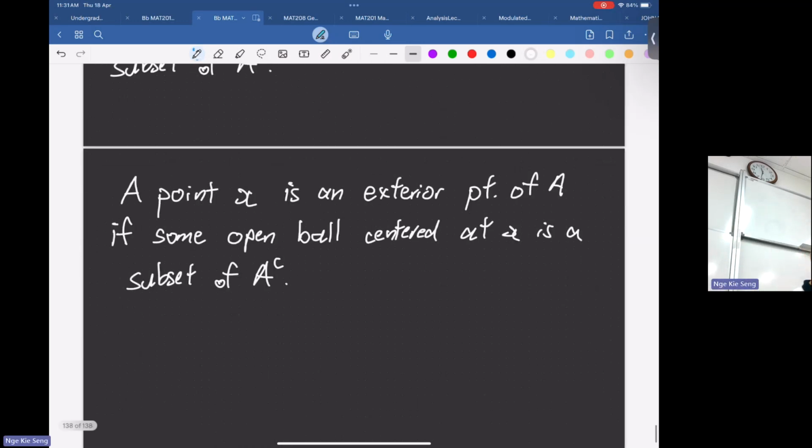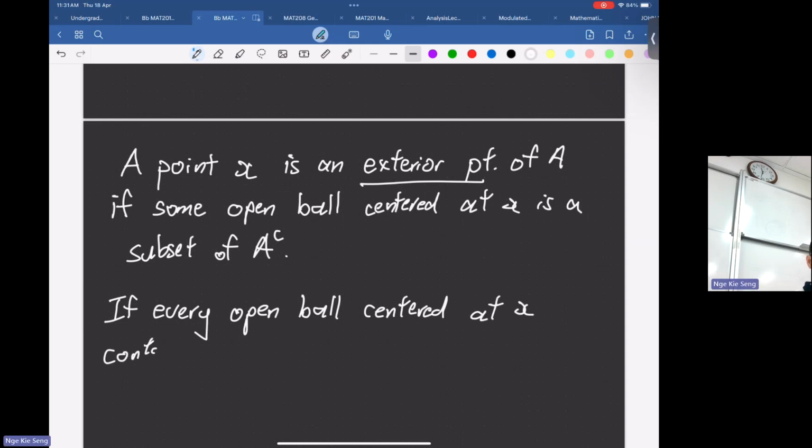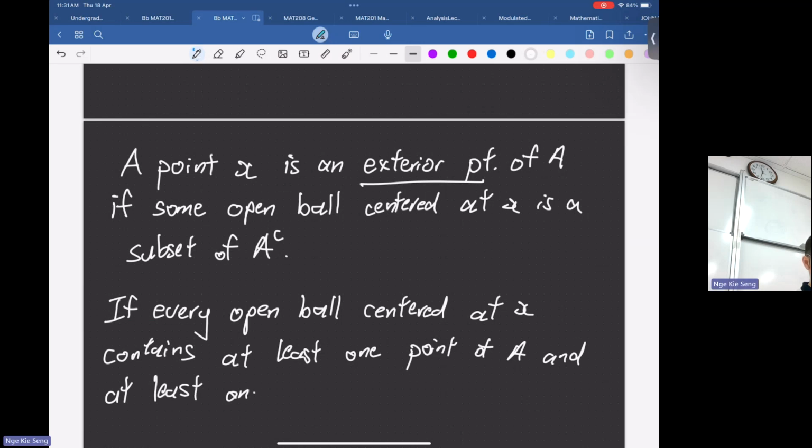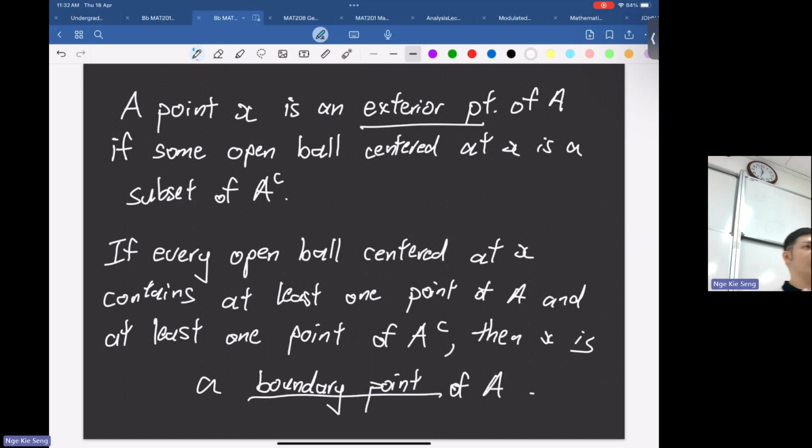How about boundary? So if every open ball centered at x contains at least one point of A and at least one point of A complement, then x is a boundary point of A.